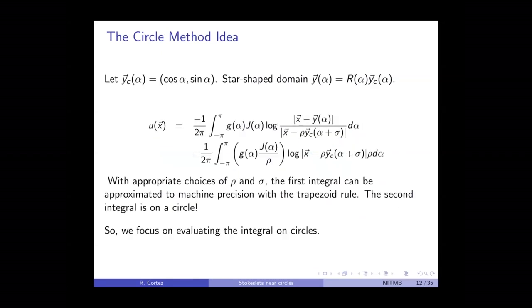Okay. So here's the idea, right? I subtract. So we have now the ratio of logs because of the subtraction. And then I add it again. And so the idea is that the first integral of these two can be computed accurately with trapezoid rule, for example. And then we're left with the second integral, which is now on a circle. And so we need to just look at how to evaluate this on circles. Okay, so that's the simple idea.